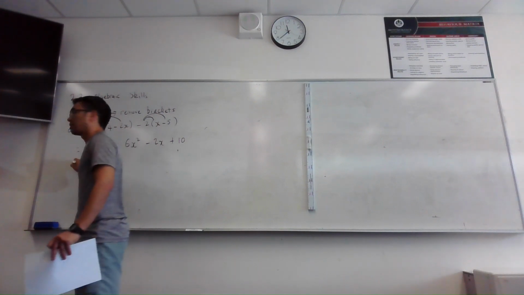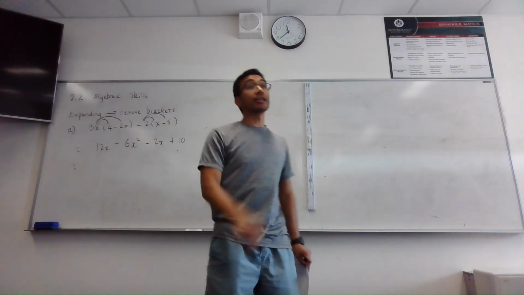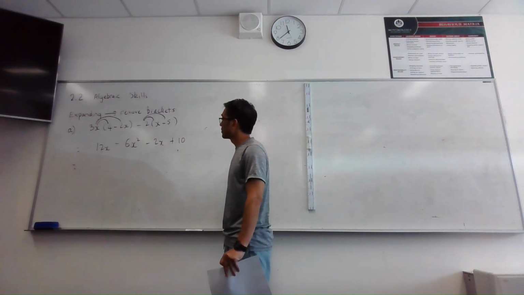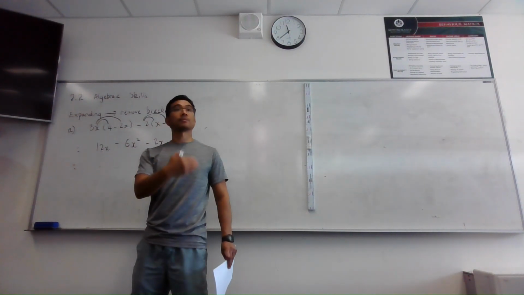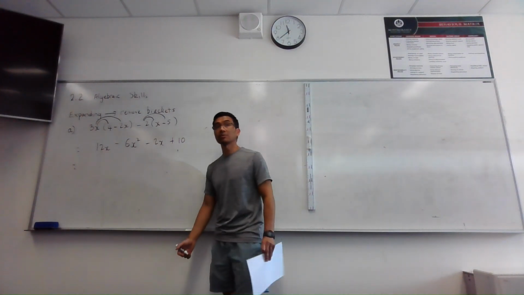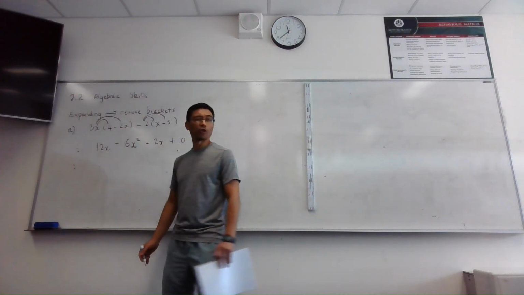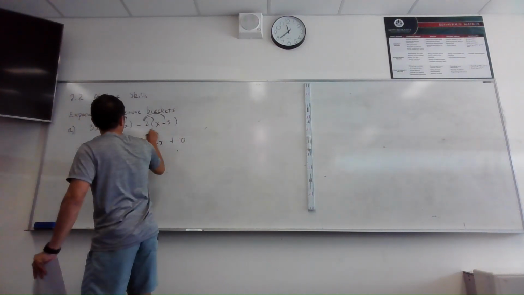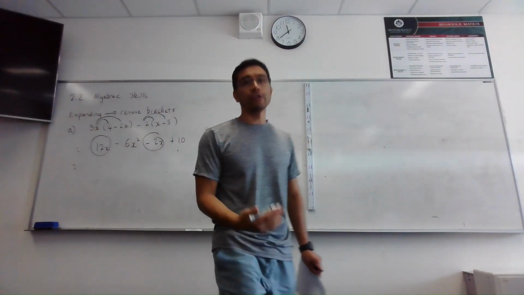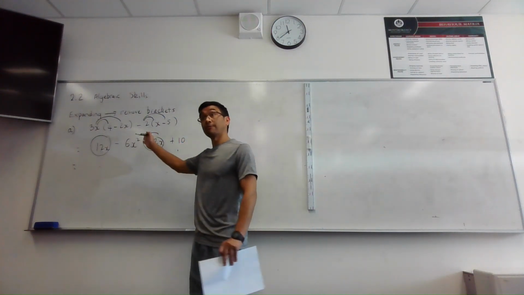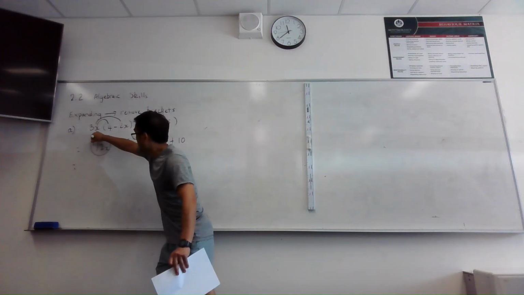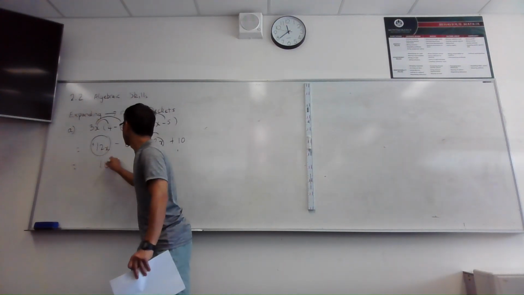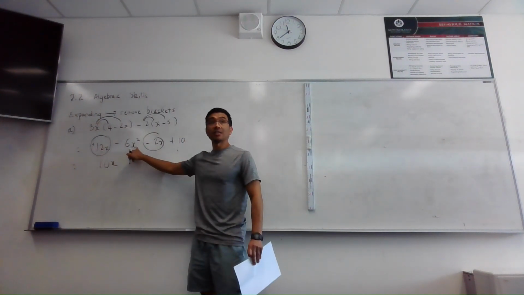Collect like terms. Okay. What are you going to collect together? 12x and 2x become? Not quite. 10x. Very good. So remember, if it makes it easier for you, the sign belongs in the front. This is a positive when there's nothing there. 12 and 2, 10x. Negative 6x squared.